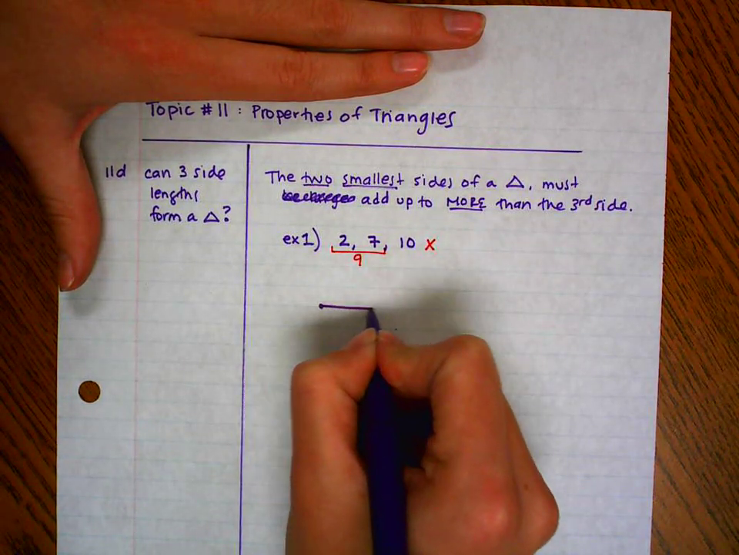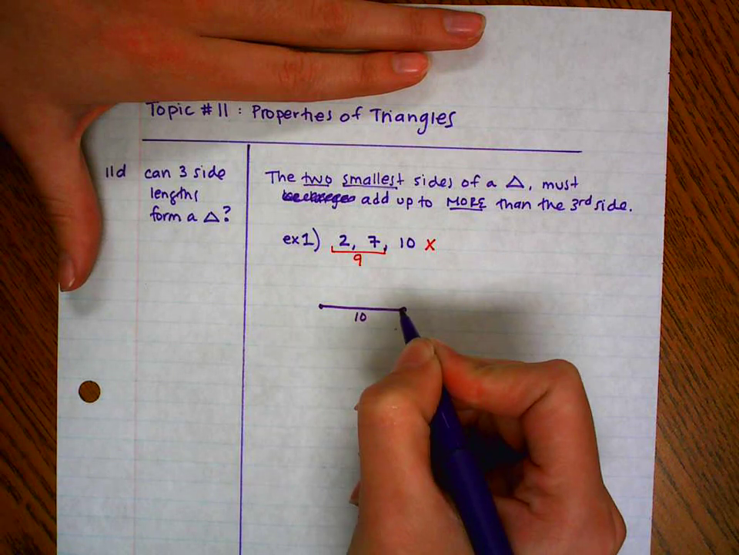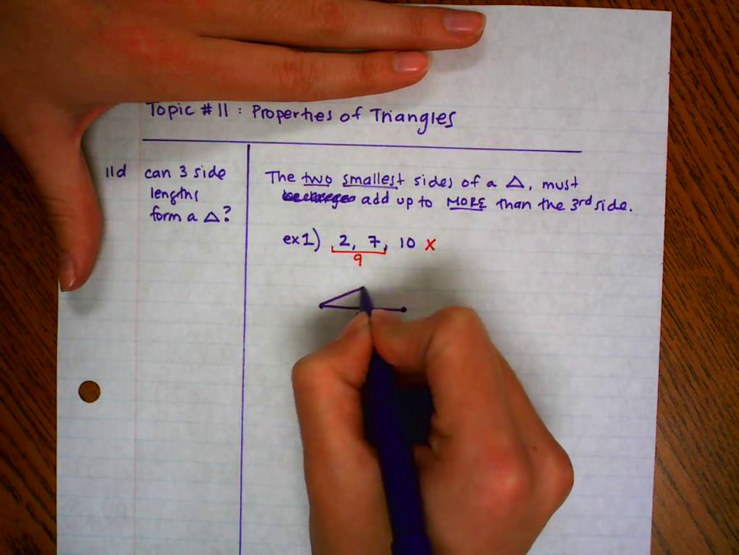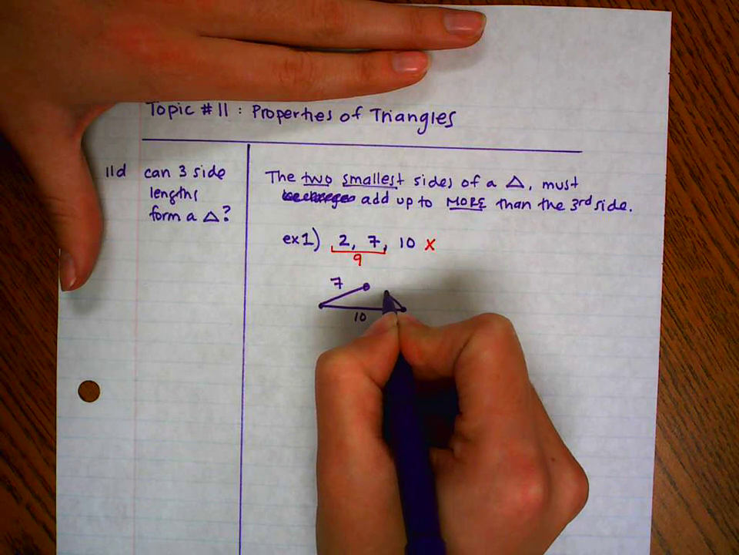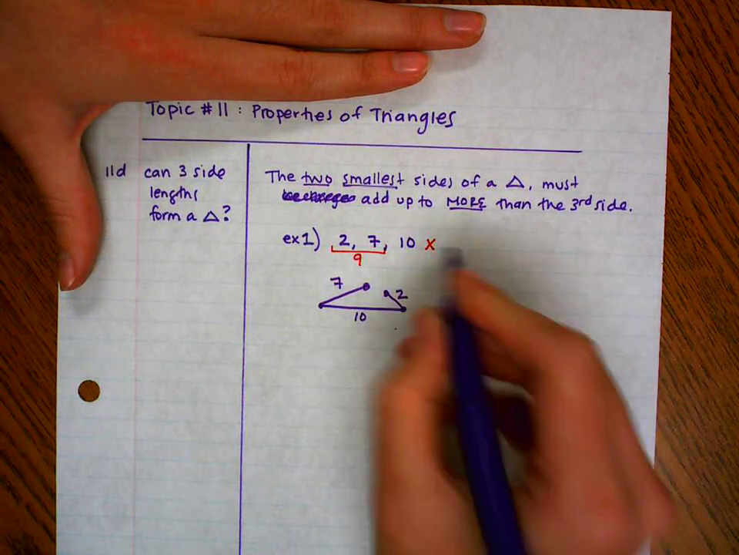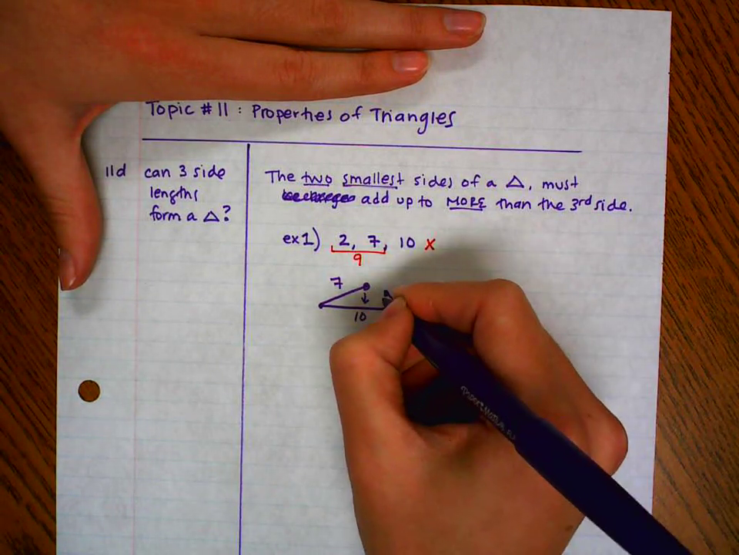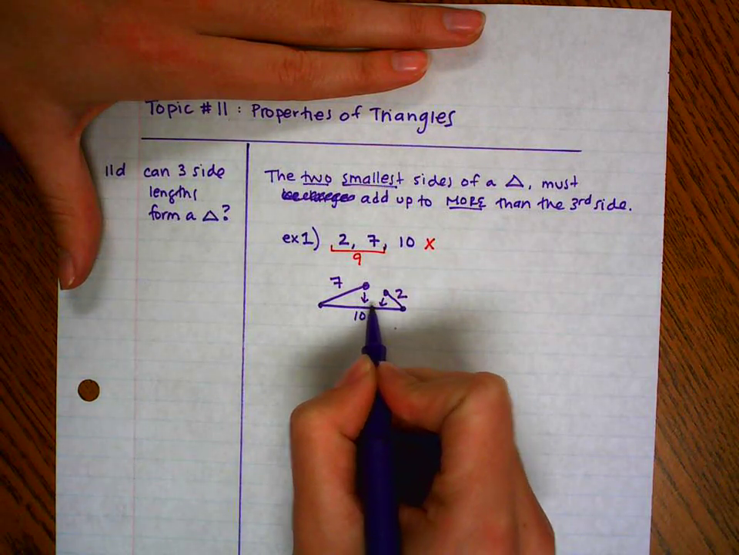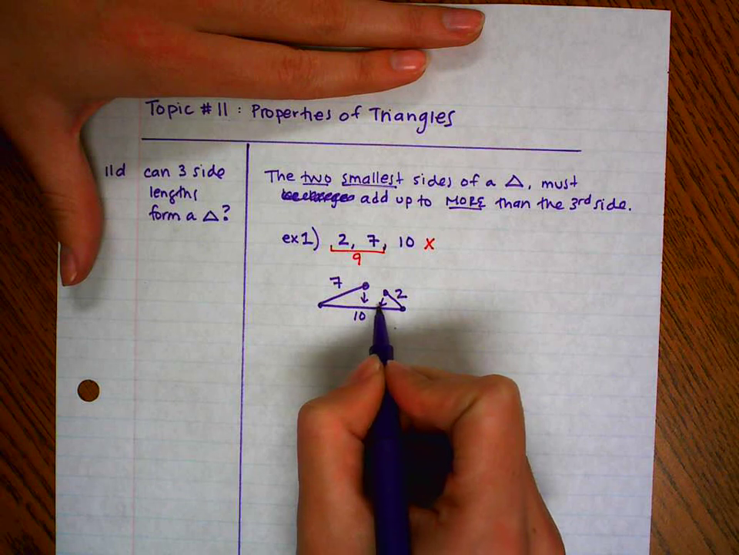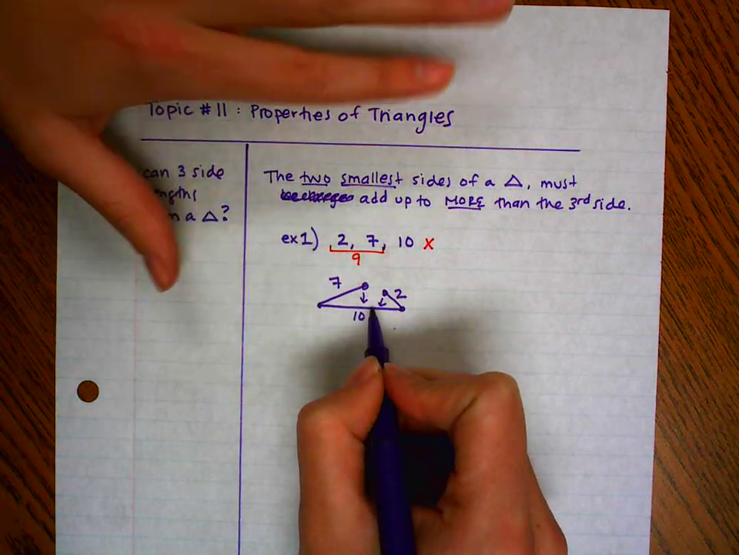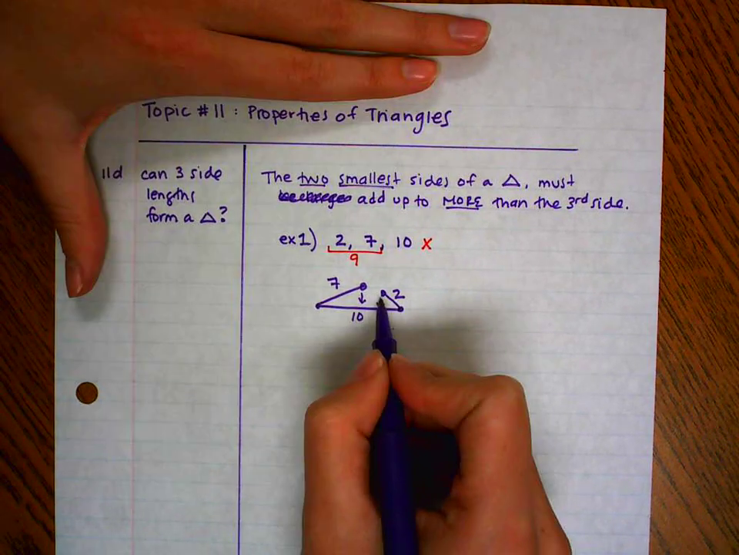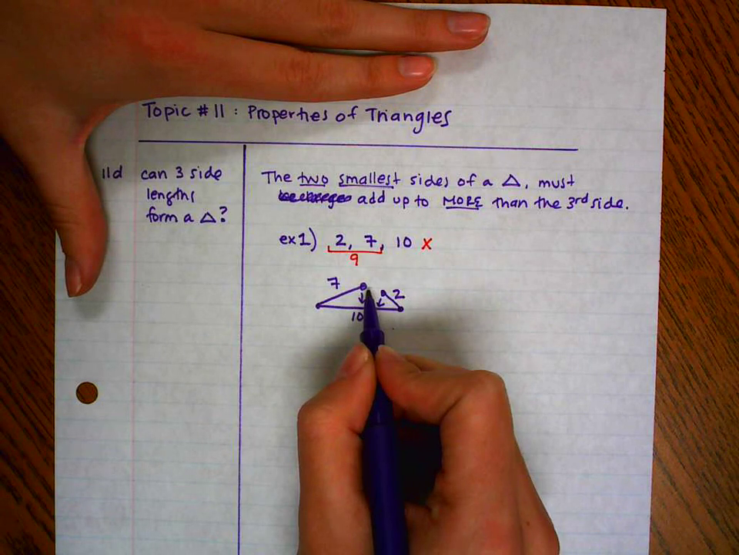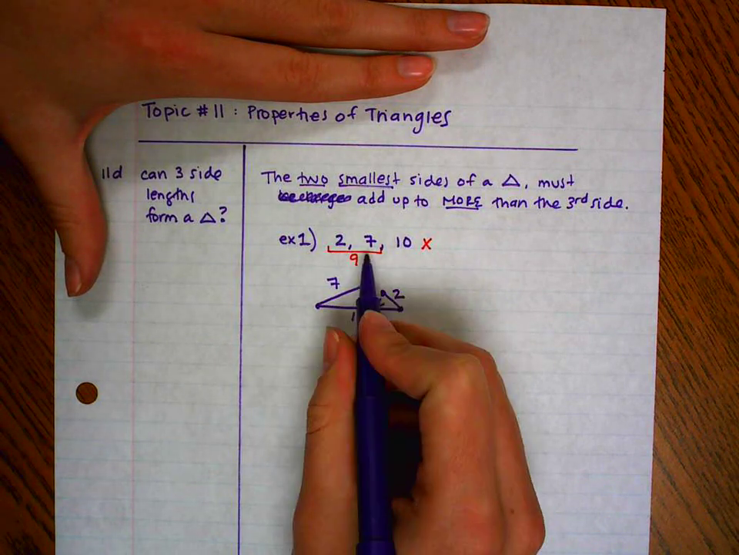Here's my side length of 10. I like to start with my longest one. Here's my side length of 7. Here's my side length of 2. And I think you'll notice, even if I close this in all of the way, these are still going to be separated by a unit of 1, because 7 and 2 together are less than 10 by 1, right? So you'll see this triangle can't close because the 2 shorter sides together aren't longer than the third. That's why this can't be a triangle.